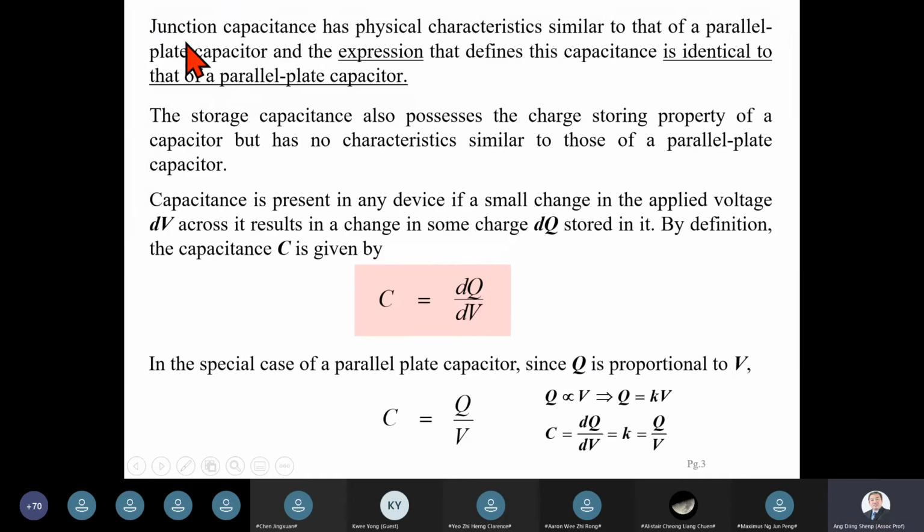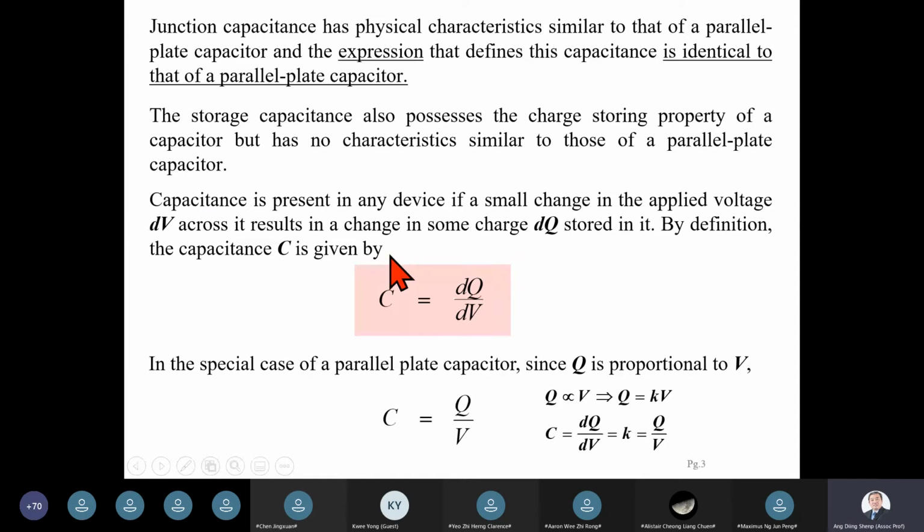Now, as you will later see, the junction capacitance has physical characteristics similar to a parallel plate capacitor. So keep in mind what we have discussed for the parallel plate capacitor, especially the equation that we get for the junction capacitance is in fact identical to that of a parallel plate capacitor. Now, the other type of capacitance, the storage capacitance, is also related to the charge storing property of the PN junction, but it is not identical to that of a parallel plate capacitance.